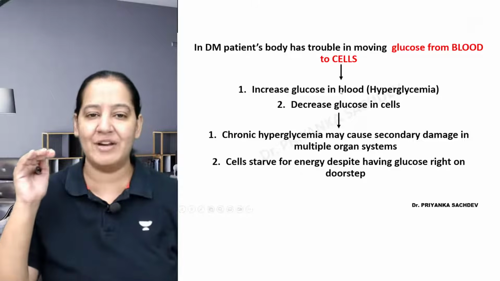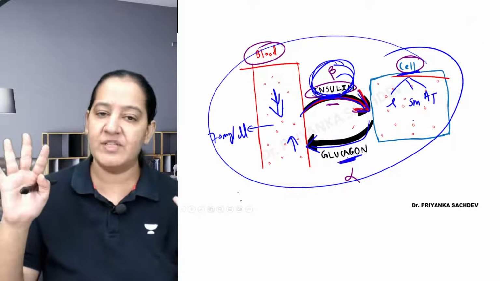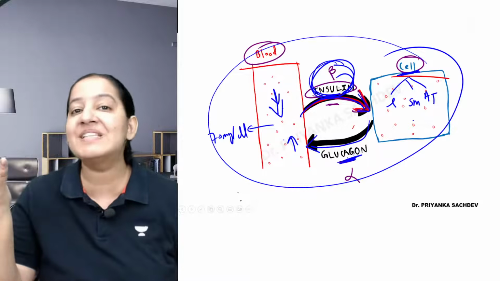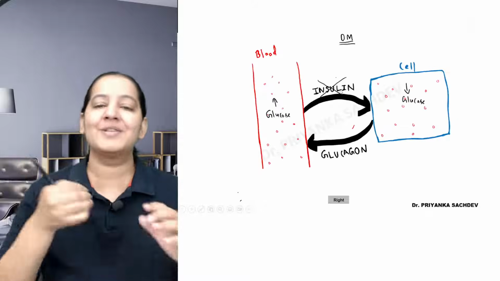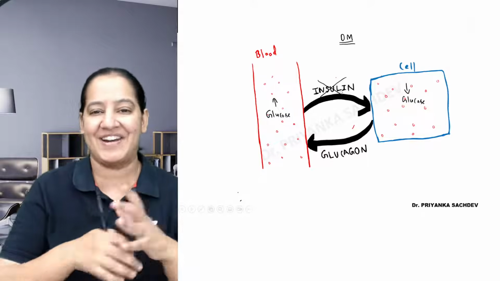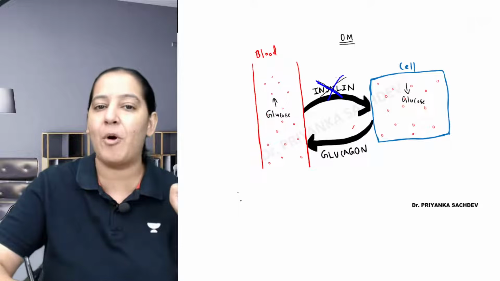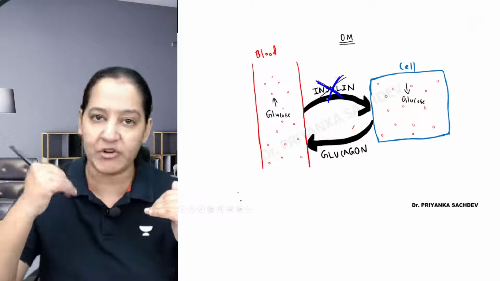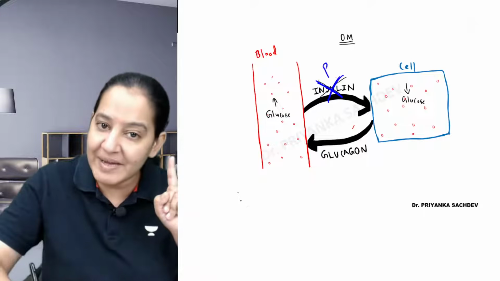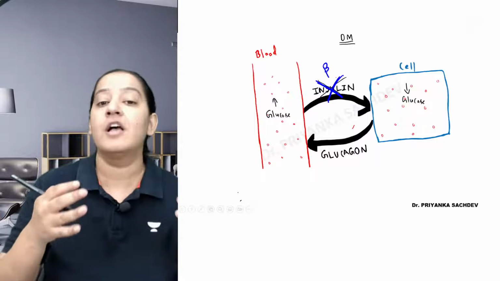So the same thing is written in front of you. Now you will say, ma'am, it is physiology, it is normal. But what happens in diabetes? Diabetes mein problem kya hai? So this is the problem in diabetes. See the same diagram. Diabetes mein this is the problem. The problem is with the insulin, not with glucagon. ठीक है? Problem is with the beta cell, not with alpha cell. ठीक है? What is the problem?